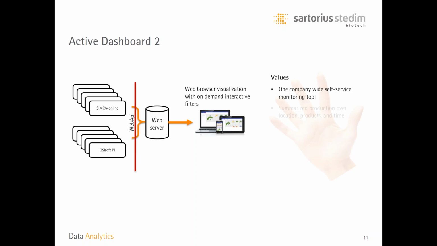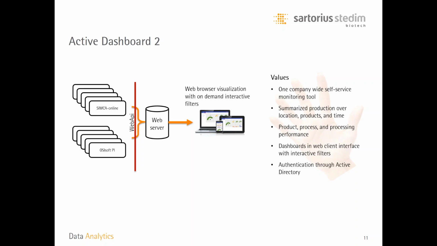And by doing that, you can get to these values. So it's a self-service monitoring tool, and self-service means that you don't need an expert to set this up. You can do this yourself. You can create your own views. And it summarizes the production over location and products and time. It has product and processing performance, and it shows you the results in the web client interface with interactive filters, meaning that when you click on something, it will directly adjust all of the other charts to what you are interested in.